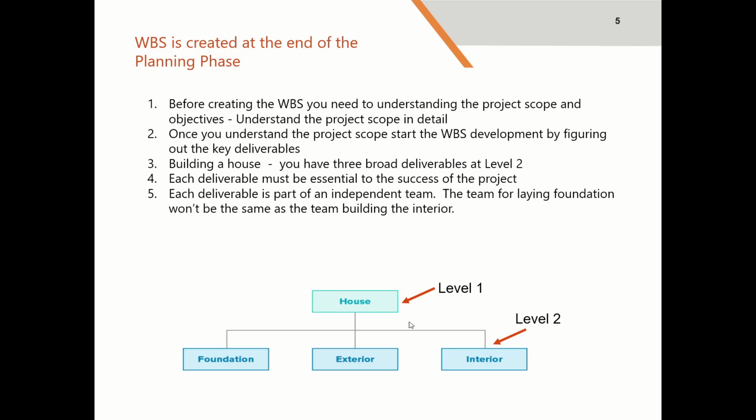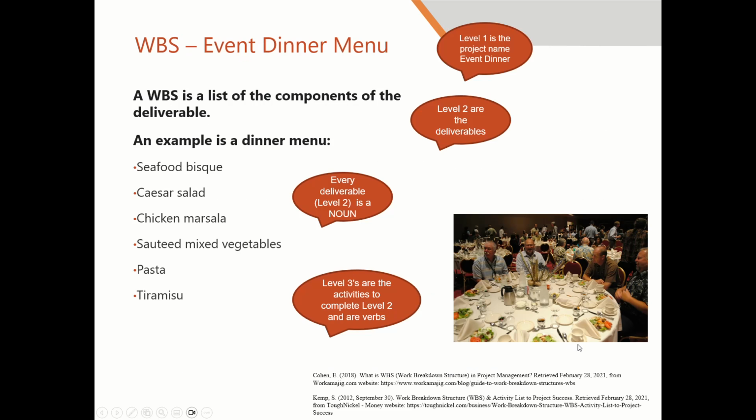So what we do here is we call the name of the project level 1, which is the house. And we have 3 deliverables. Once again, very basic work breakdown structure. So our deliverables will be the foundation, the exterior, and the interior. Those are what we call level 2s.